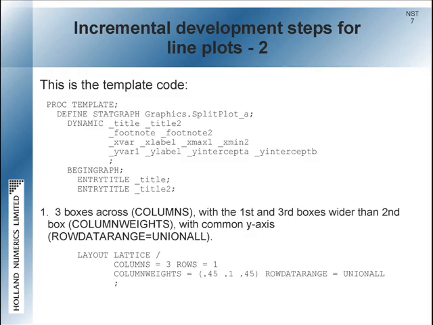And this time the row data range is union all, which means we've got exactly the same y-axis all the way across the 3 boxes. Next slide please.